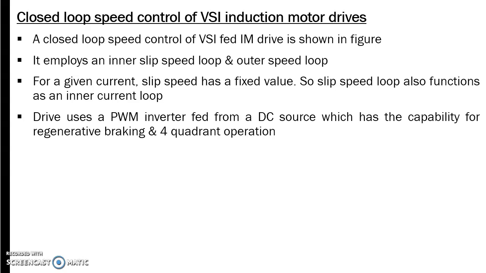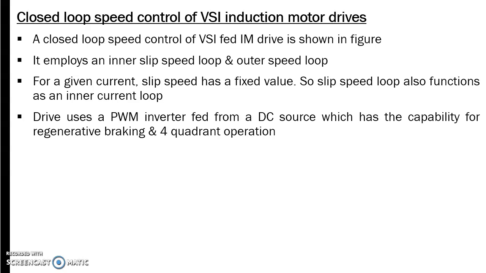Ns minus Nr is equal to slip into synchronous speed. That slip into synchronous speed is known as slip speed. Now, slip speed is equal to Ns minus Nr. That is, the difference between synchronous speed and the rotor speed is the slip speed. So, whenever the variation of the rotor speed occurs, there will be a variation in the slip speed also. So, variation in the rotor speed is sensed using an outer speed loop, and it is given to the slip speed loop, and the slip speed loop is actually giving the command in accordance with the variation of the rotor speed.